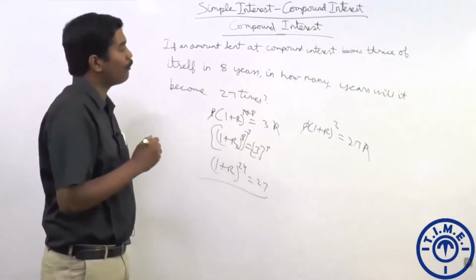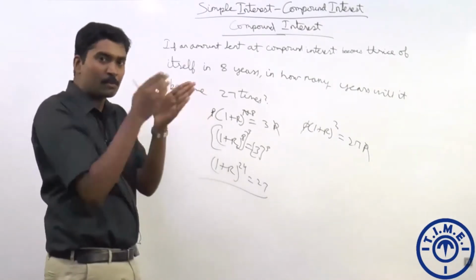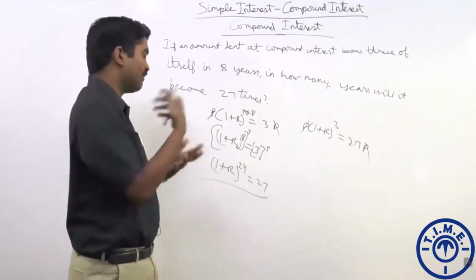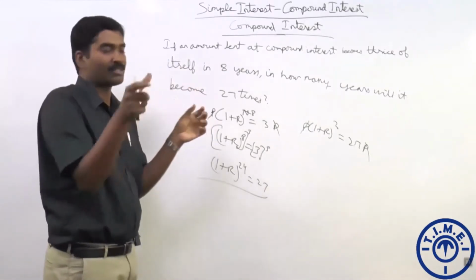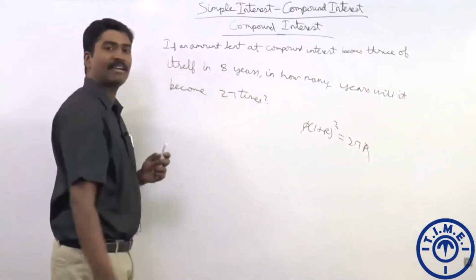Alternately, as I know that amounts in compound interest are always in a geometric progression, in a cycle of 8 years, the first 8 years, P becomes 3P, which means in the next 8 years, 3P becomes 3P into 3, which is 9P, and in the next 8 years, 9P becomes 27P. So even that way, I can directly say 8, 8, 8. In a period of 3 such cycles, 1 becomes 3, 3 becomes 9, 9 becomes 27. So I can directly say that in 24 years, the amount would become 27 times of itself.